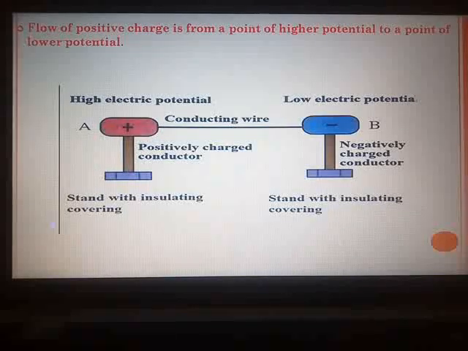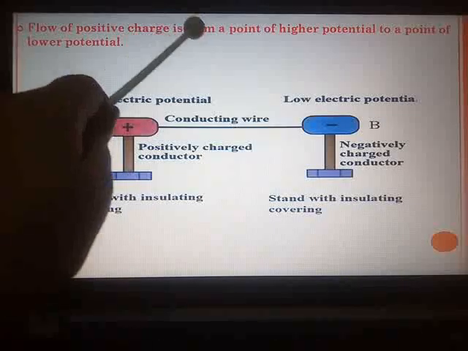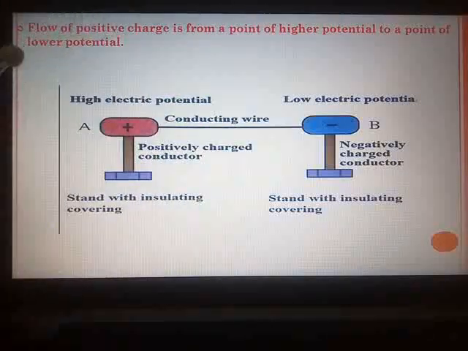Now, you have seen in the earlier standards that the flow of positive charge is from a point of higher potential to a point of lower potential. You must have seen a waterfall. Which way does the water flow? The water flows from a higher height to the lower height. So similarly, you can apply the concept here. Flow of positive charge is from a point of higher potential to a point of lower potential.